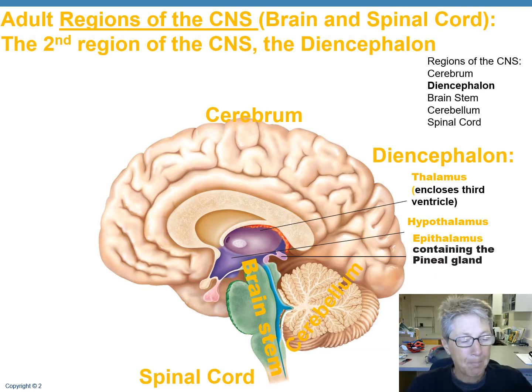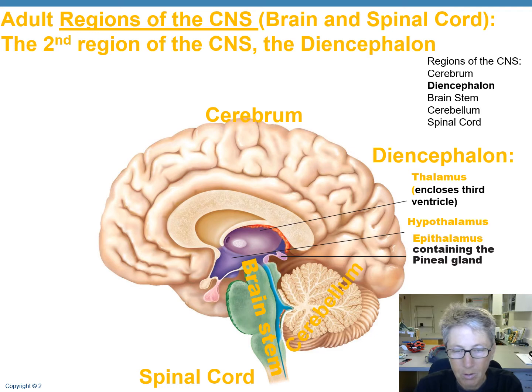So the second region of the central nervous system. So now we're back. Remember, there's 5 regions of the central nervous system: the cerebrum, the diencephalon, the brainstem, the cerebellum, and the spinal cord. So now we're going to talk about the second region of the CNS, the diencephalon.